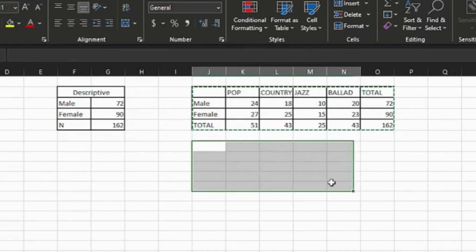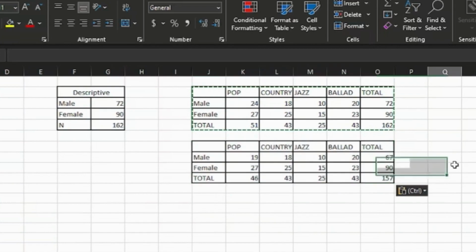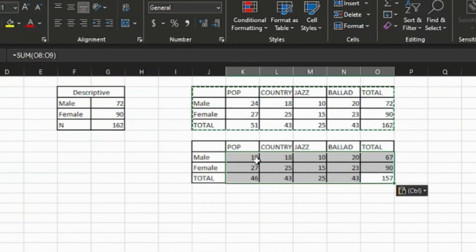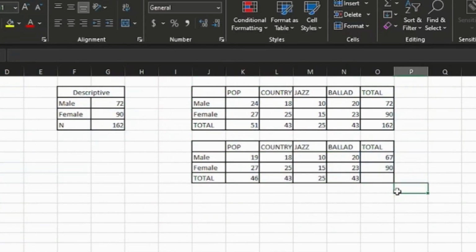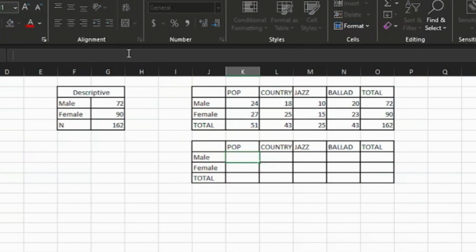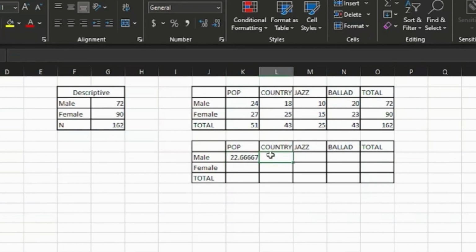Now, duplicate the first table by selecting all the cells that compose our table. Make sure to remove the values since we will be putting our expected values here. In computing the expected values, we need to get the total value of the first row, multiplied by the first column total, and divided by the total number of the population. In this instance, we have 72 times 51 divided by 162. This should give us the value of 22.7.